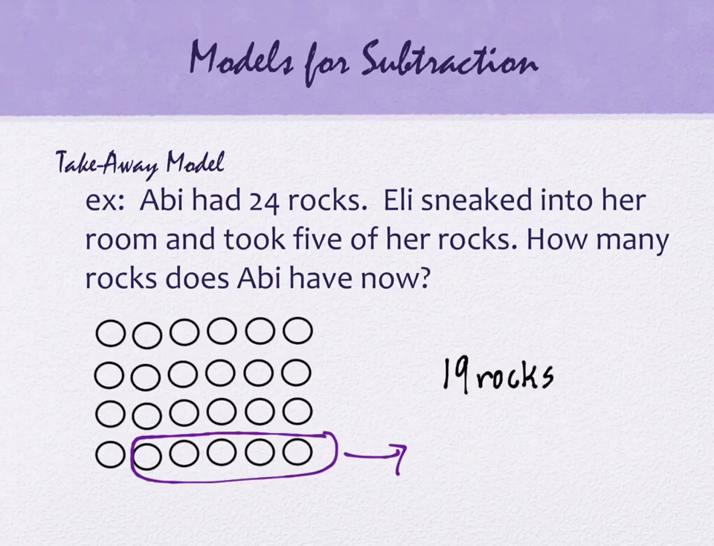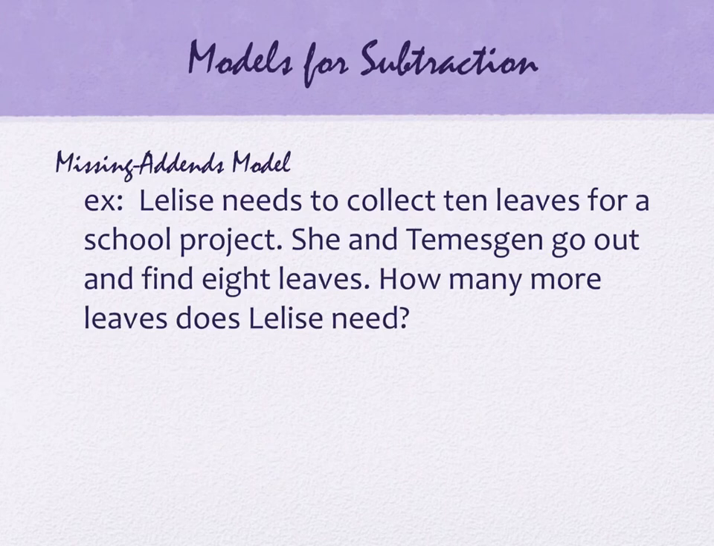The next model is not takeaway. It's called missing add-ins. The missing add-ins model talks about needing something and having only a portion of it already. It's not having it and somebody taking it away. It's needing it and not having quite enough. Here's an example. Lalisa needs to collect 10 leaves for a school project. She and Temes can go out and find 8 leaves. How many more leaves does Lalisa need?